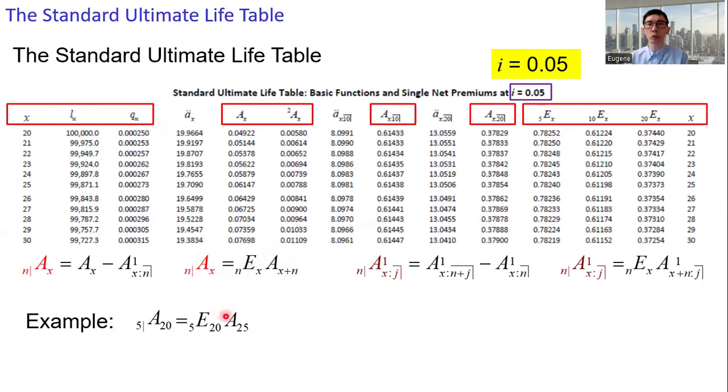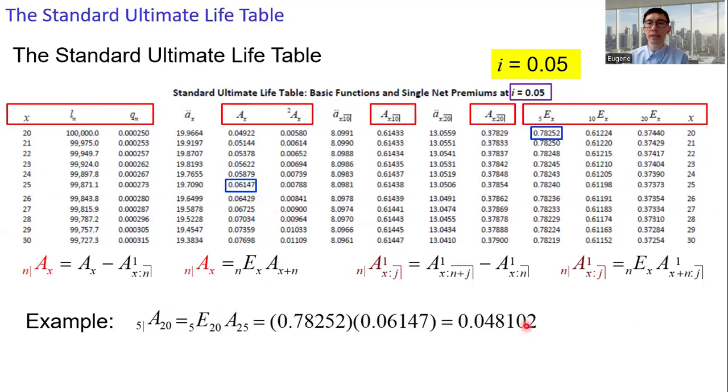We can get 5E20 along this column at x equals 20, and then A25 along this column at x equals 25. 5E20, we get 0.78252, and then A25, we get 0.06147. Multiply these 2 numbers, we get the answer.